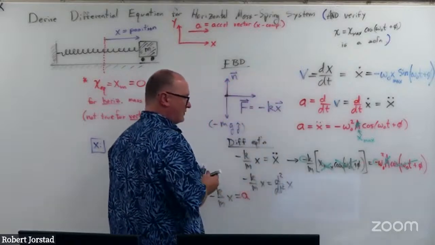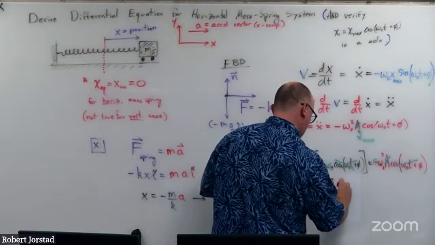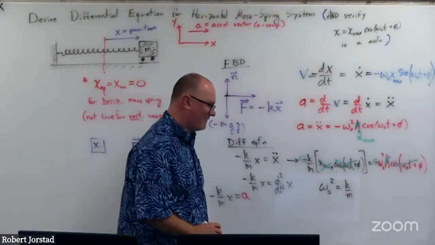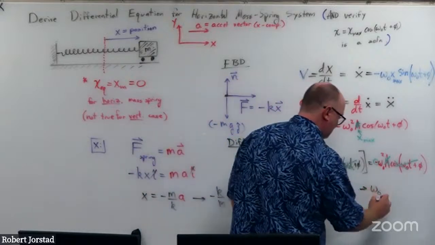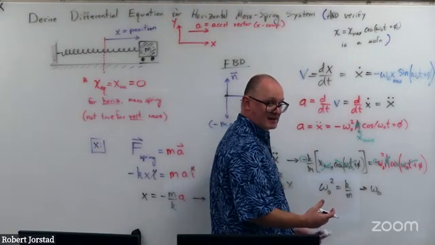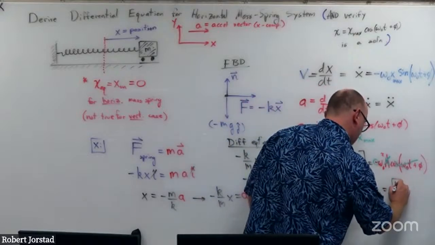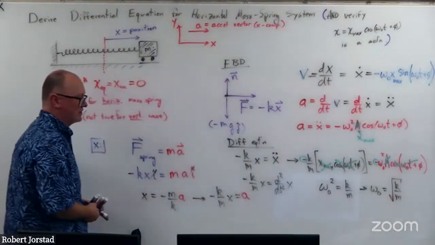What are we left with? Omega naught squared equals k over m. If you remember, in one of the very first videos, I said the resonant frequency, and by that I mean resonant angular frequency, is the square root of k over m. So this is a solution.